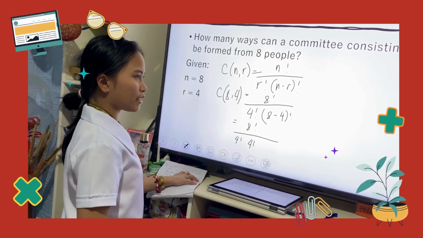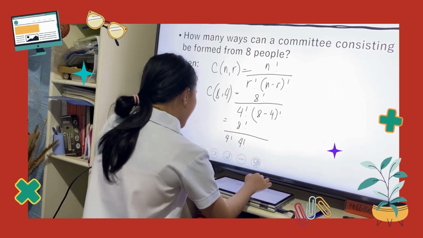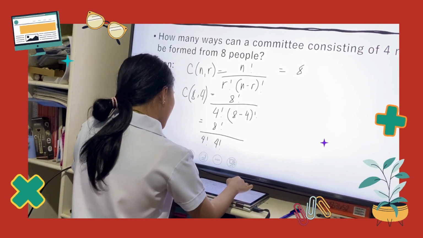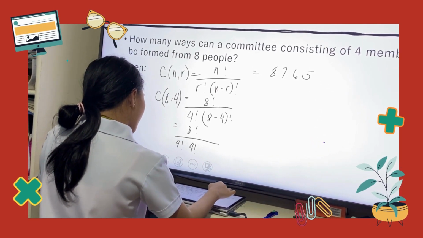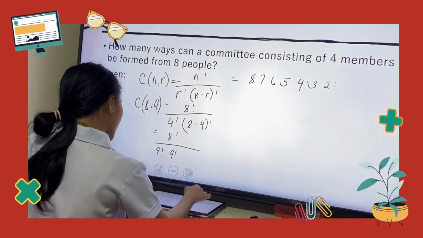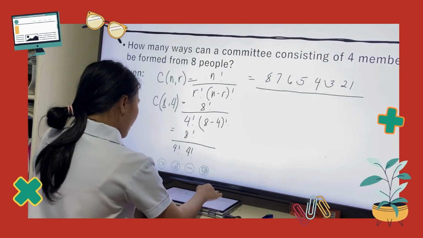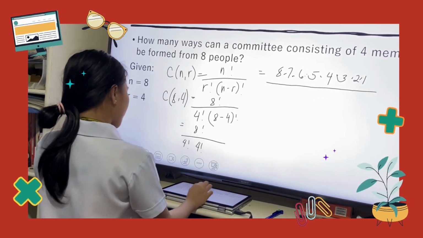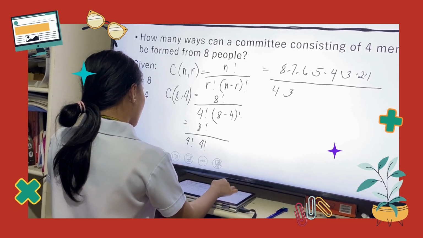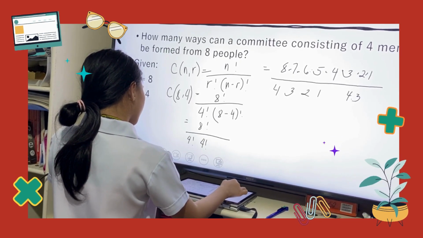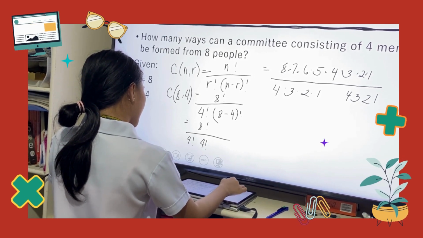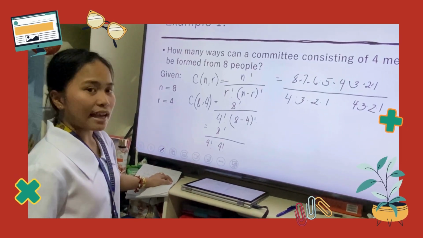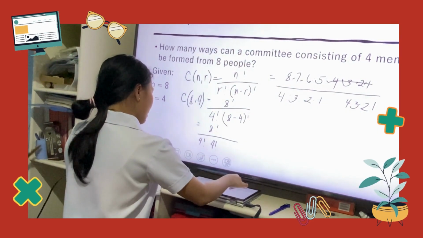The next thing to do is to multiply 8, 7, 6, 5, 4, 3, 2, 1. You have to multiply all of these numbers, and the same thing for the numbers below: 4, 3, 2, 1. Okay. So the first thing we need to do is the cancellation method. So we need to remove these numbers.